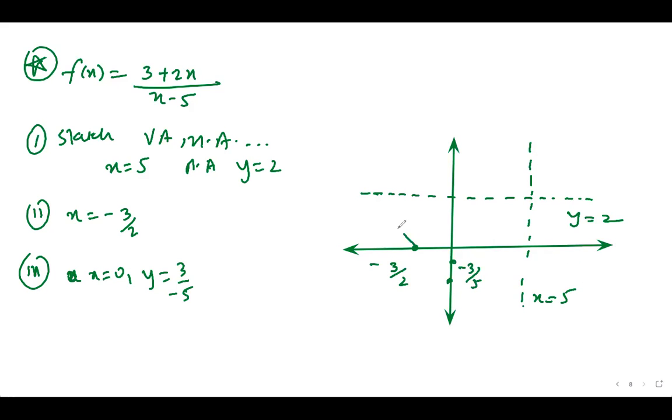So basically your function here is like this. In this part it is going to be down, and here this part of the function is something like this. So this is basically the graph of this function.